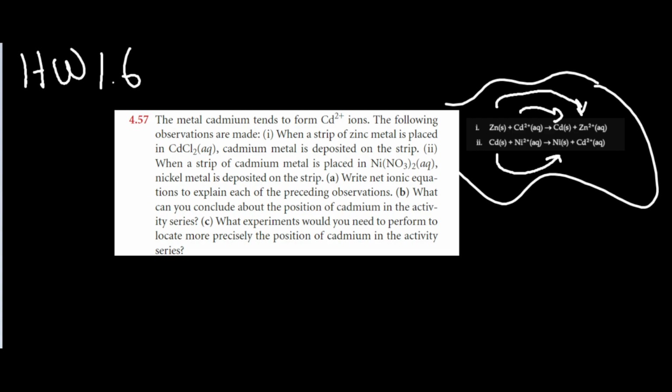And then C, what experiments would you need to perform to locate more precisely the position? You should just test more and more metals so you can further trace where it is. Because with this, we only have 2 things. But if you add more, you can flesh it out more. So yeah, that's all.